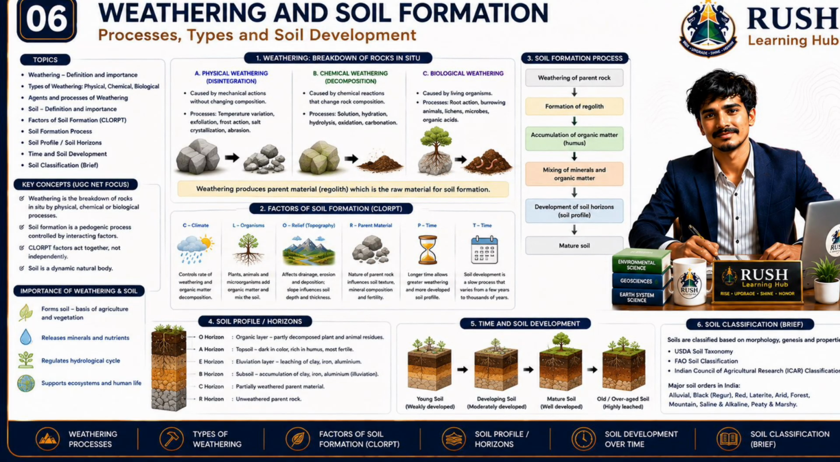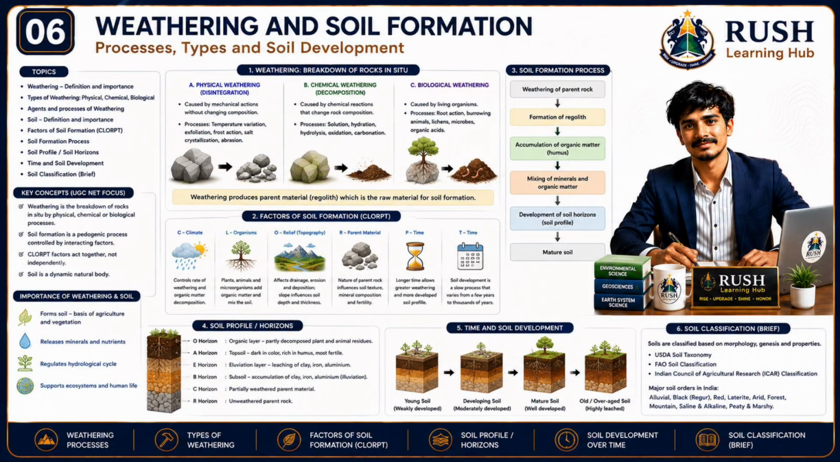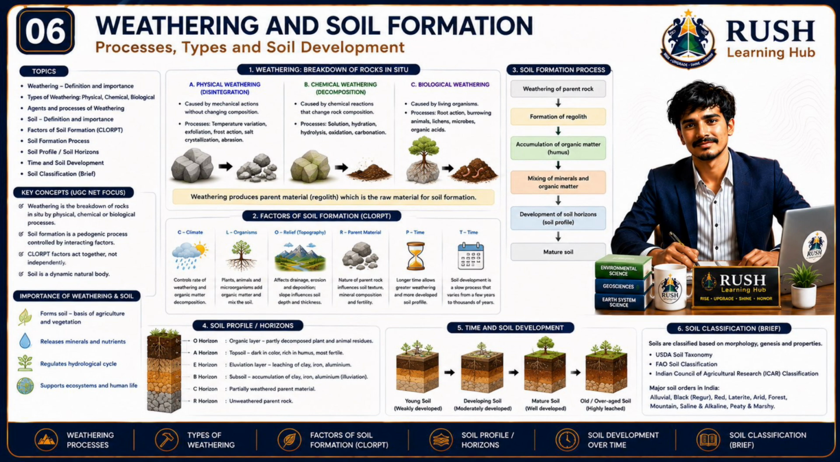Climate is considered the most important factor because temperature and rainfall regulate weathering and organic matter decomposition. Parent material determines the mineral composition and texture of soil. Topography affects drainage and erosion.